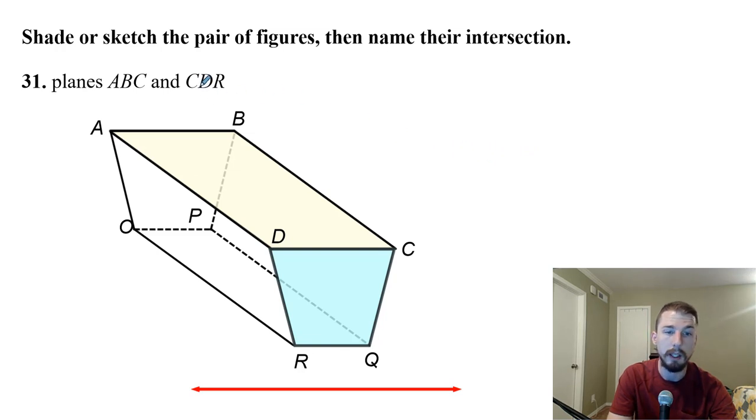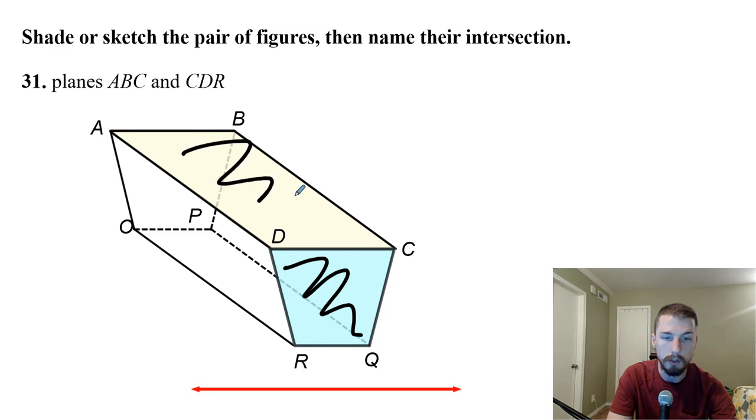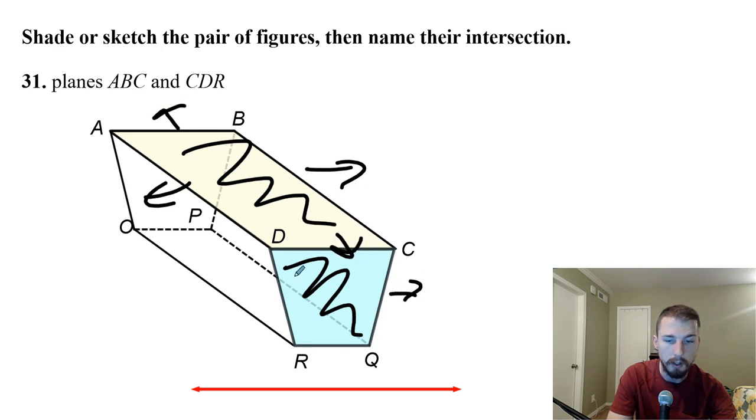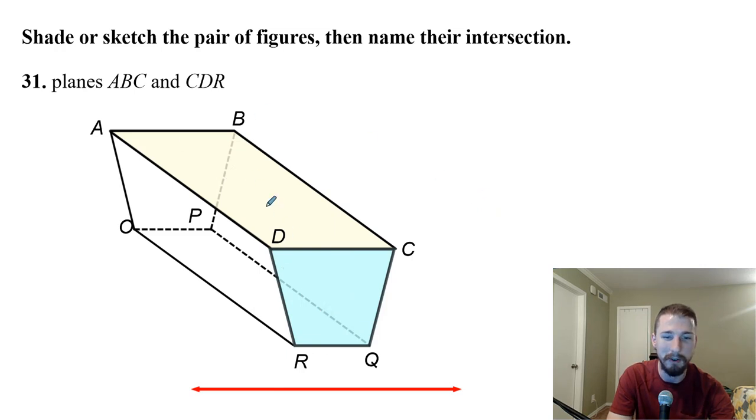And then we have plane CDR. CDR is going to be the front one. So if you just want to shade those planes like that, that's totally fine. Also remember that they're extending forever in all four directions. So usually when we shade planes, we also draw the arrows so that we can see that they do extend in all four directions. But that gets a little messy, so I shaded it in like this.